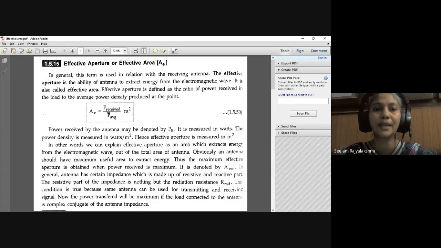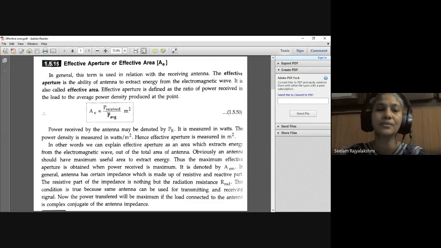Power received by the antenna may be denoted as PR, and it is measured in watts. Power density is measured in watts per square meter. So effective aperture is measured in square meters. We can say effective aperture is the area which extracts the energy from the electromagnetic waves out of the total area of the antenna.